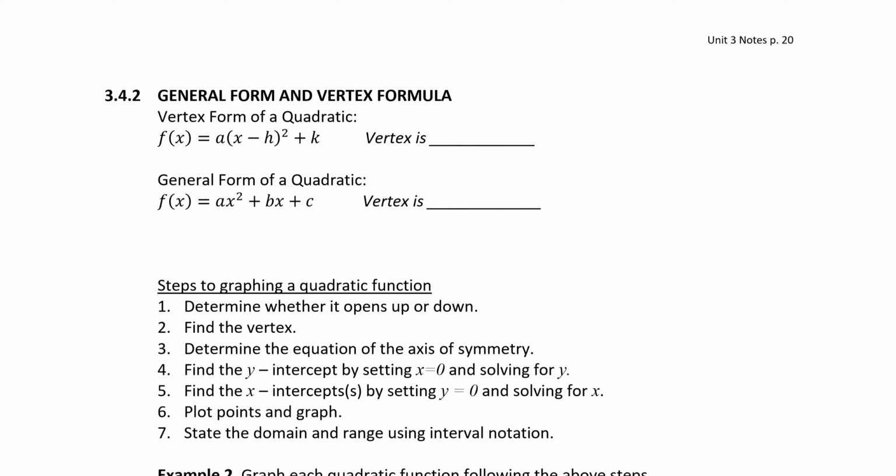There are two forms of a quadratic function that you want to be familiar with. In 3.4.2, they're called the general form and vertex formula. The vertex form of a quadratic function is f of x equals a times x minus h quantity squared plus k. In this particular form, we can recognize the transformations from the parent function x squared. In the previous video, we mentioned that this one is stretched by a factor of a, it is shifted to the right by h units, and it is shifted up by k units.